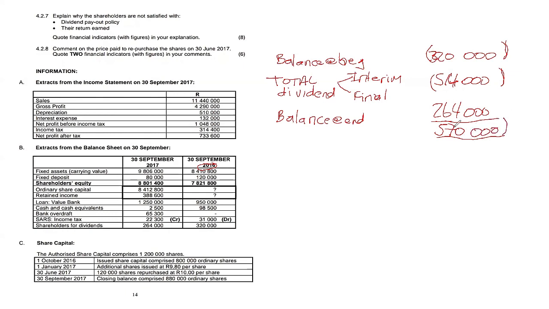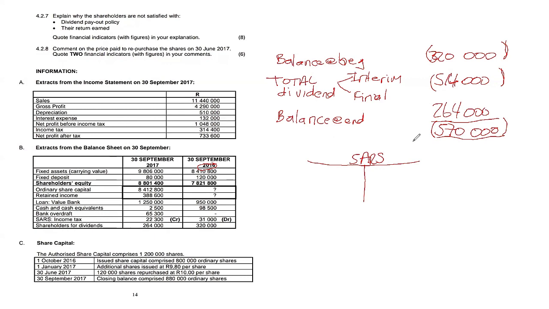And remember, guys, to include your brackets because dividends paid is an outflow. Therefore, the next question was for you to calculate taxation paid. The easiest way to do taxation paid under the cash flow statement is to do a ledger instead of a note. So now you will have your SARS income tax here as a ledger.